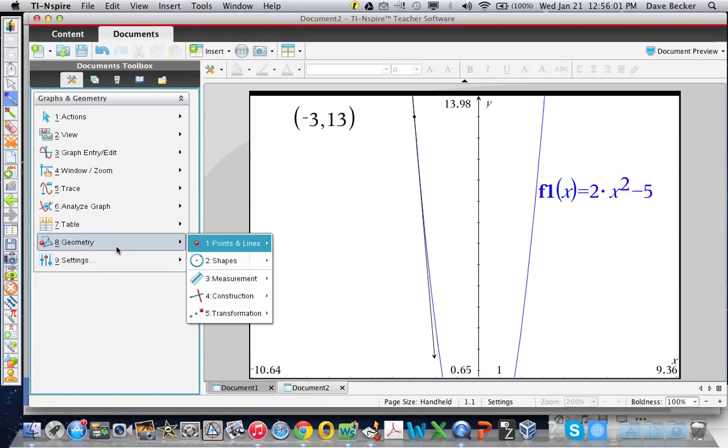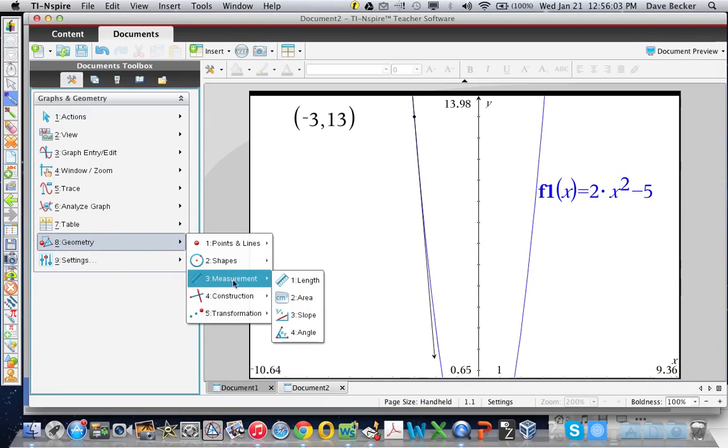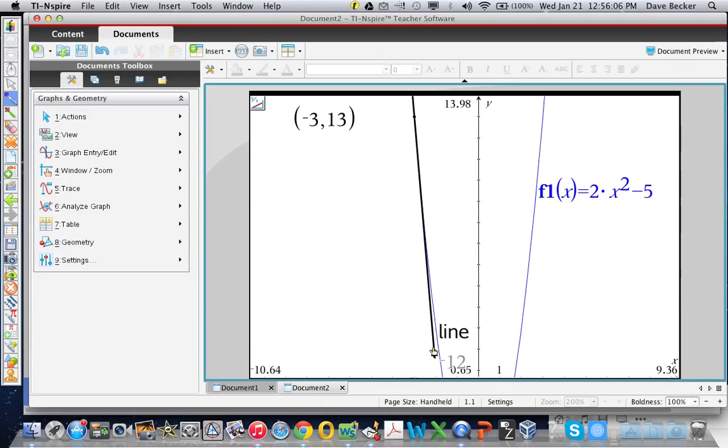So I am going to measure that just to prove it to you. Measure slope. I'm going to select this line, and then you're going to see it's negative 12 right there. And just to convince you, if I change it, you can see that the slope changes as it should. And then we go back to negative 3 and it's negative 12.